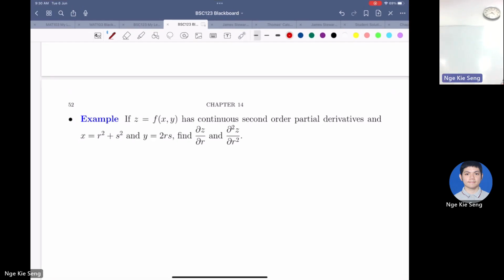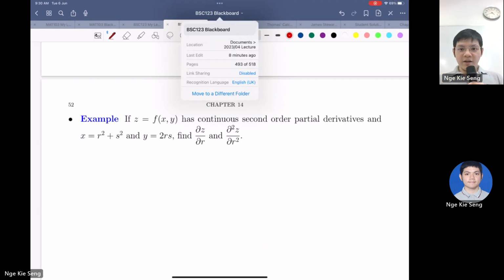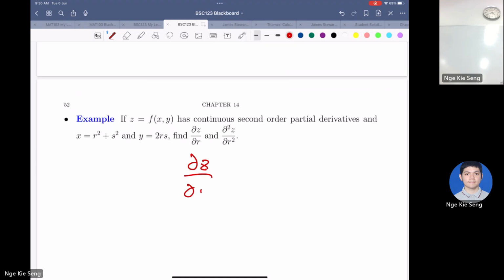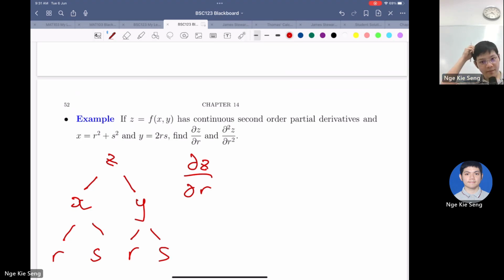All right. So let's come back here. Can you find what is del z over del r? So how many paths from z to r? Two, right? Okay, so let's put down our z. Z is in terms of x and y. X and y are in terms of r and s. So all together here, what do you get? We don't have an explicit equation, but this will be in terms of f of z.